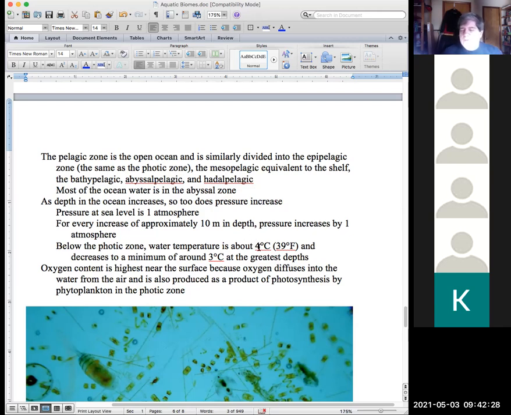Once we get below the photic zone, the temperature is actually fairly uniform. The temperature is around 4 degrees Celsius, which is about 39 degrees Fahrenheit. And it only goes down to about 3 degrees Celsius, about 37 degrees Fahrenheit, when we get to the greatest depths. Now remember, on the Celsius scale, 0 degrees Celsius is freezing. And if you think about this on the Fahrenheit scale, 39 degrees Fahrenheit. So this is very, very cold water. You would not be happy in this water.